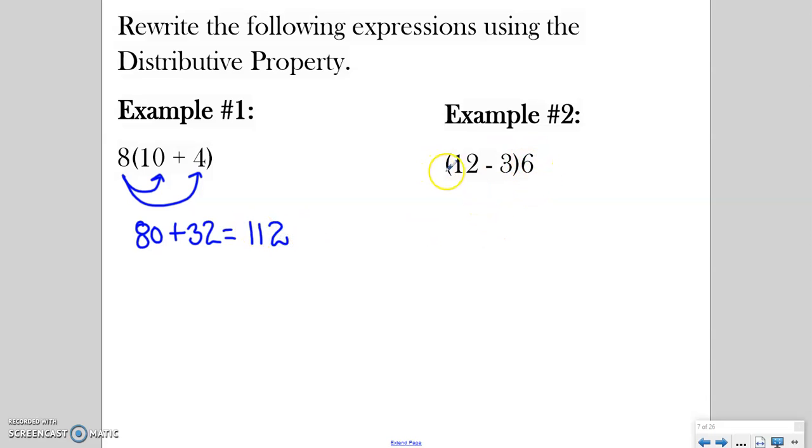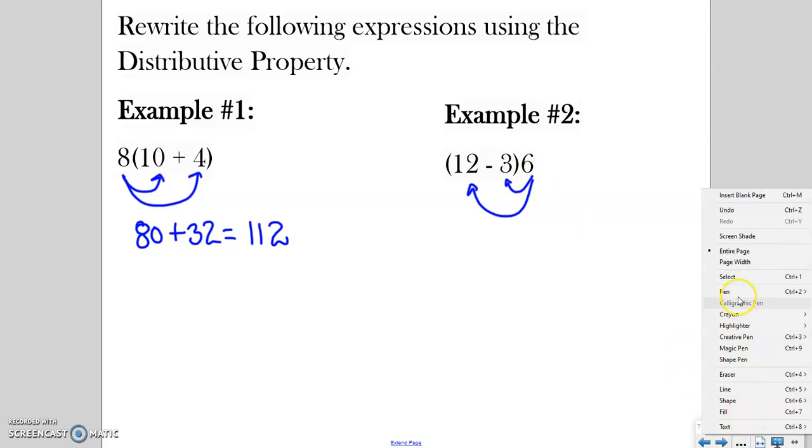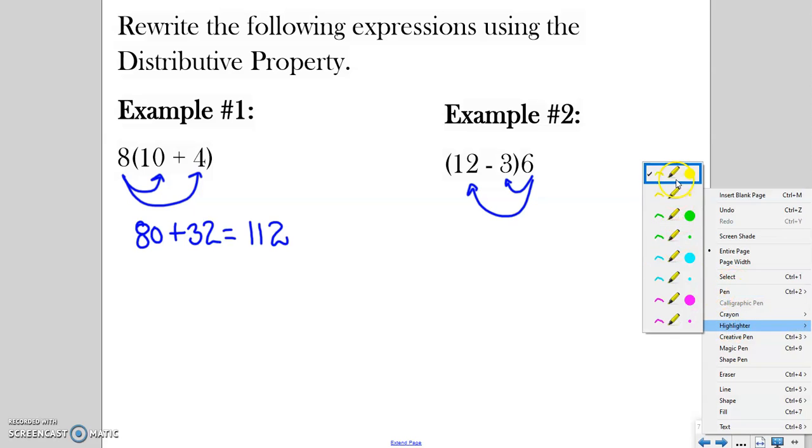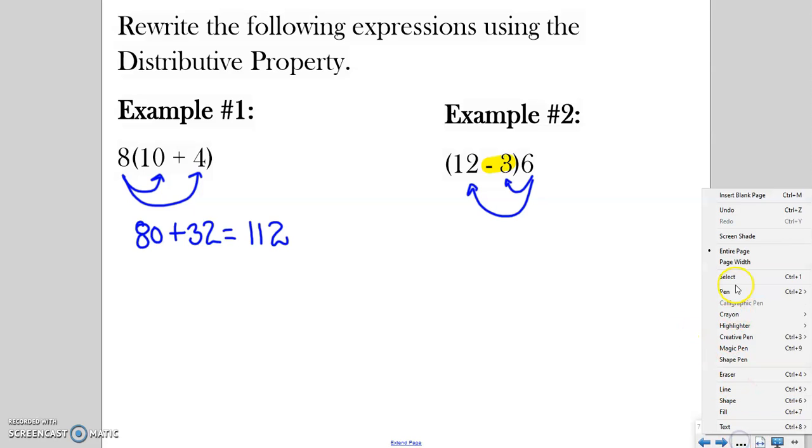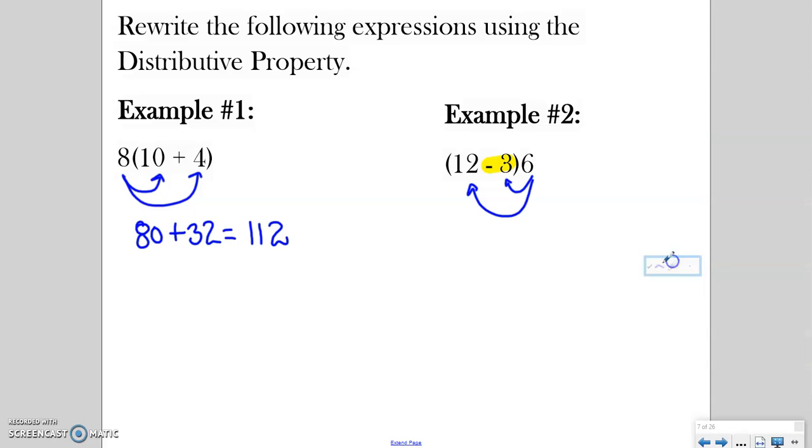Even though the 6 is not first, it's behind, you're still doing the same thing. You're distributing. And whatever sign is in front of the coefficient, it's together. So I'm going to show them being together. I highlight that. So this is with this. Whatever sign's in front, you have to keep them together. Do not separate them because you're going to end up with a whole different answer. So then we have 6 times 12, which is 72, and then 6 times negative 3, which is negative 18. Then you do the work, and then that will give you 54.